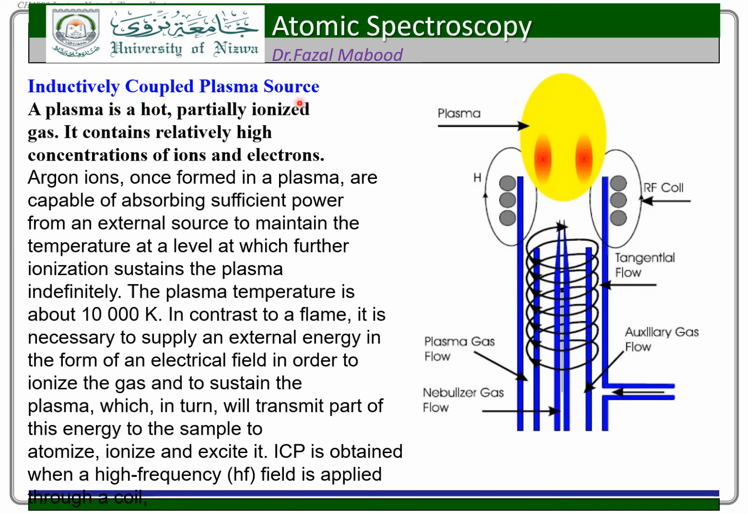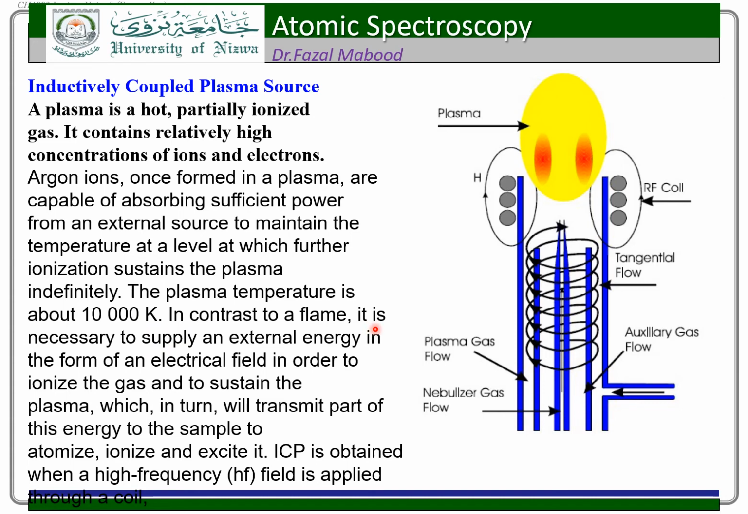Inductively coupled plasma source. What is plasma? A plasma is a hot, partially ionized gas. It contains a relatively high concentration of ions and electrons. So plasma is a mixture of ions and electrons. Argon ions, once formed in a plasma, are capable of absorbing sufficient power from an external source to maintain the temperature at a level at which further ionization sustains the plasma indefinitely. The plasma temperature is about 10,000 Kelvin.